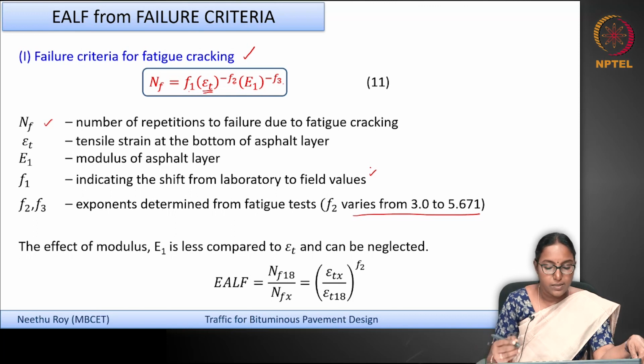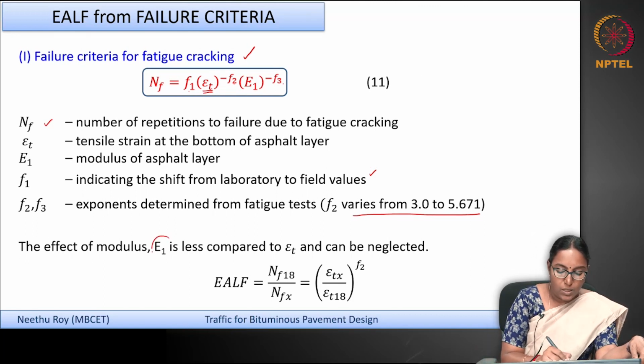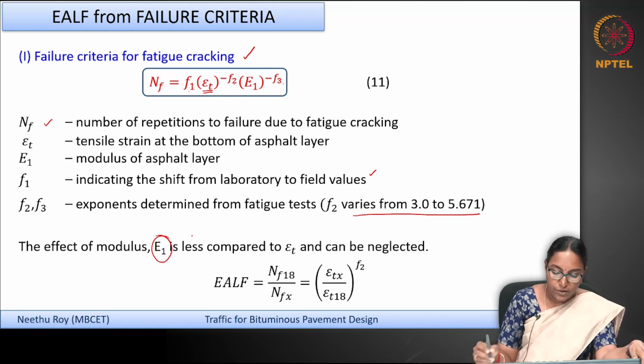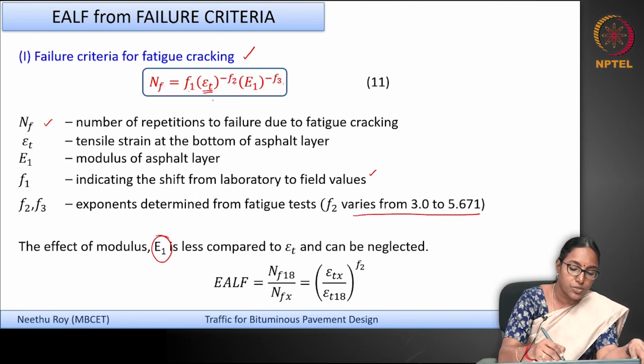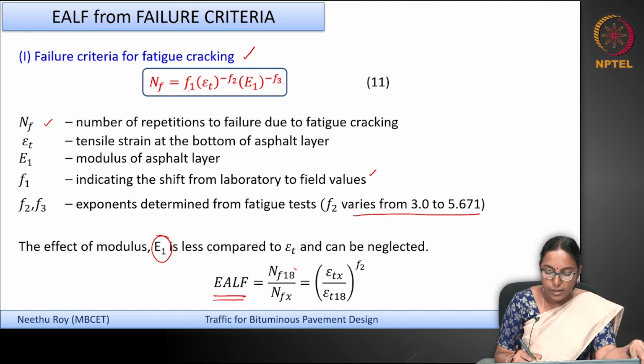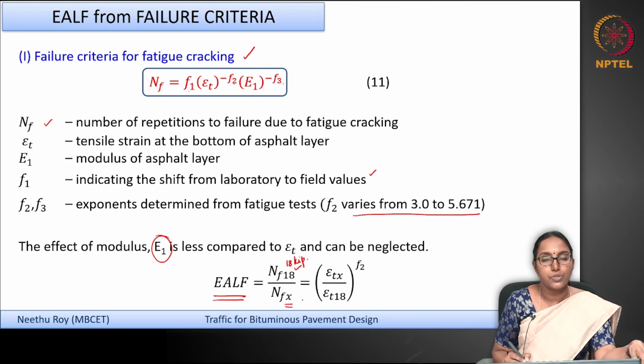From studies, it is observed that the effect of the modulus E1 is less compared to the effect of tensile strain on the number of repetitions to failure, and hence the E1 factor can be neglected, so that the number of repetitions to failure is proportional to the tensile strain at the bottom of the asphalt layer, epsilon T. Now, EALF is defined as the number of repetitions to failure of a standard axle, which is in this case the 18 kilopounds axle, NF18, divided by the number of repetitions to failure of the axle in question, NFX. Since they are inversely proportional, the ratio gives the equivalent axle load factor, which is related to the tensile strain at the bottom of the asphalt layer.